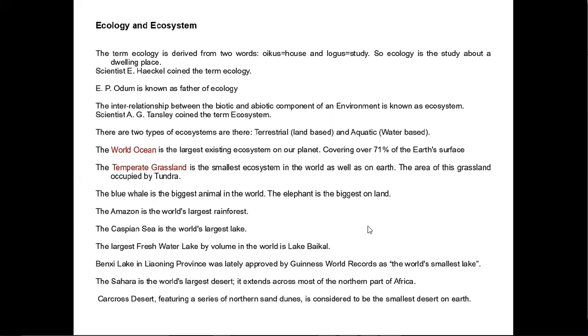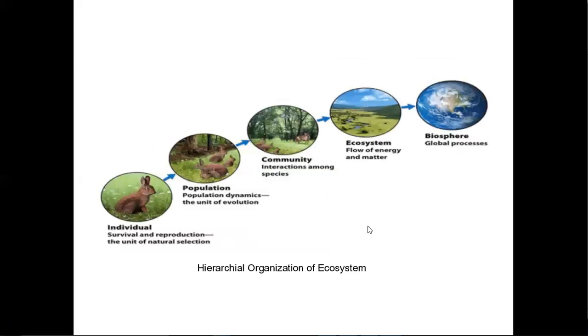Try to remember it. And you can see here ecosystem, community, population. There are some hierarchical organizations of ecosystems. First of all, it starts from the individual. Before the individual, there are species, then genus, then individual. Before that, maybe you have already learned at plus two level: cell, organ system, and organism. Then the organism is an individual. That is one organism, that is one individual.